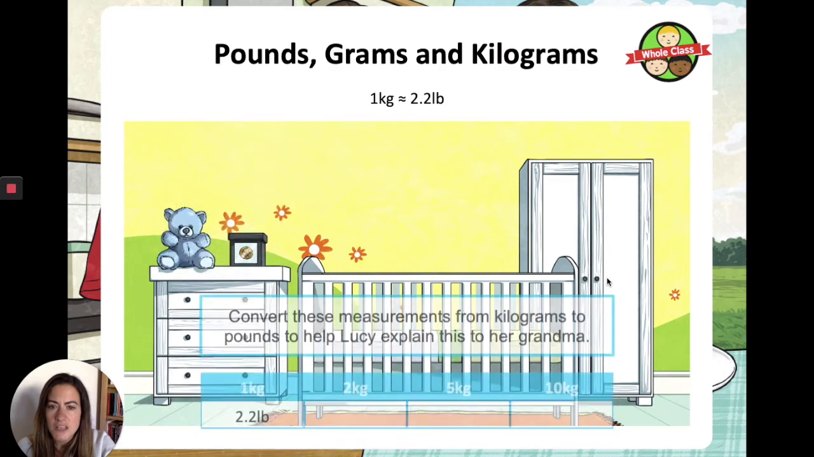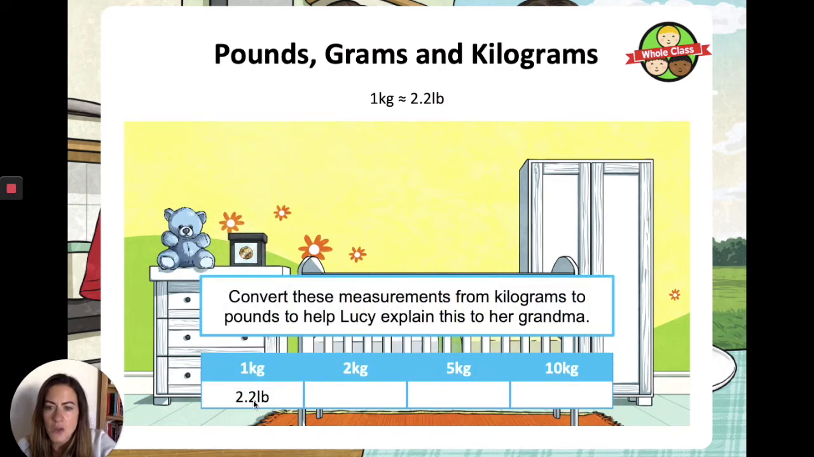Let's do the same method as before. Use what we know to work out what we don't know. So 1 kilogram is 2.2 pounds. How can we work out 2 kilograms? We can double it. Double 1 is 2, double 2.2 is 4.4.